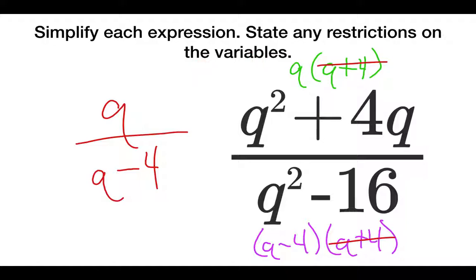Okay, we didn't state the restrictions. Luckily, whenever we factored down here on the bottom, we got them. So, let's see. Q cannot equal negative 4 from q plus 4, or positive 4 from q minus 4. Why do I keep saying x? The world may never know.